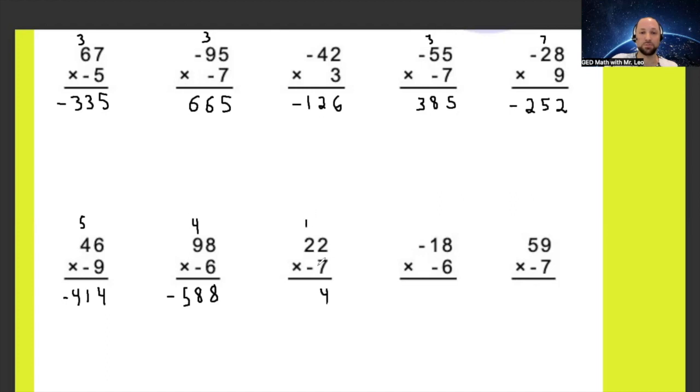7 times 2 is 14. Carry the 1. 7 times 2 is 14. Add the 1, that's going to be 154. Final answer makes it negative 154.